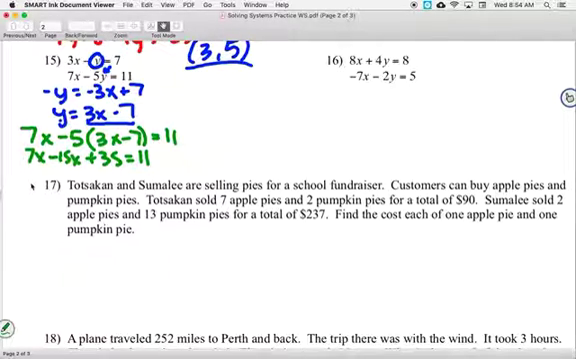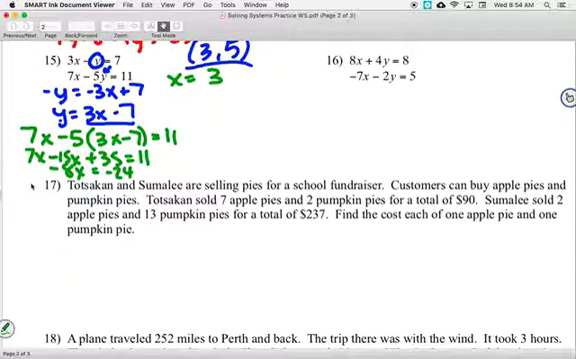7x minus 15x is negative 8x. And I'm going to go ahead and subtract the 35 over. So what's 11 minus 35 going to give us? 11 minus 35. Negative 24. And then when we divide by negative 8, I'm going to get x is equal to 3.